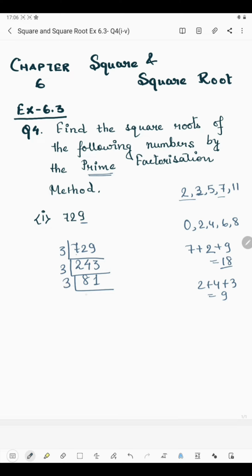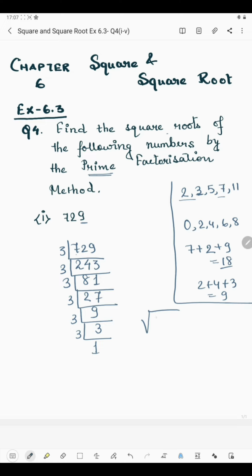And if it is not divisible by 3, then we will take another number. So 3 2s are 6, 3 7s are 21. Again 27 comes in 3's table, so 3 9s are 27, then 3 3s are 9, then 3 1s are 3. Now here we will have to find the square root. So this is the symbol of square root.